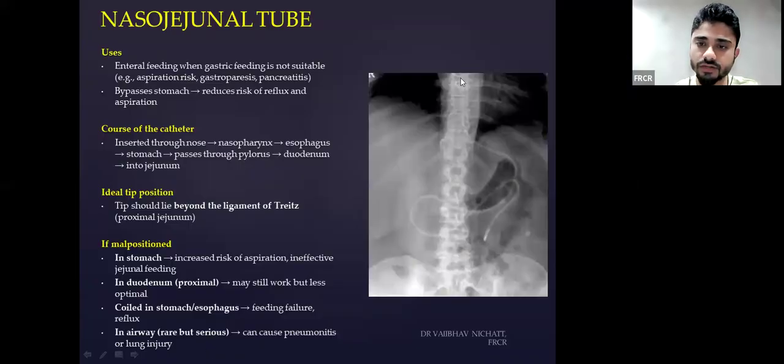This is the radiograph showing a nasojejunal tube. You can see the nasojejunal tube is going from the esophagus, gastroesophageal junction, across the stomach and duodenum, and the tip is well beyond, in the proximal duodenum, through the ligament of Treitz.